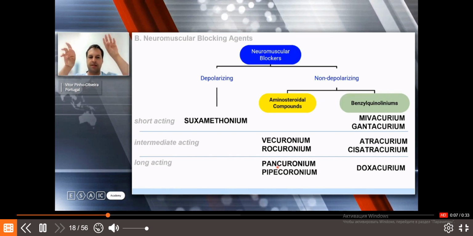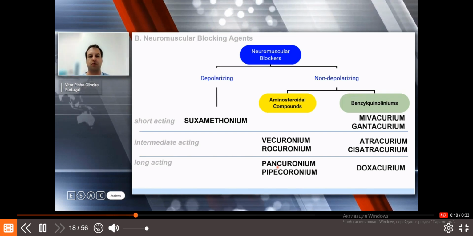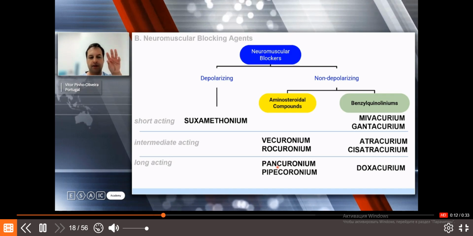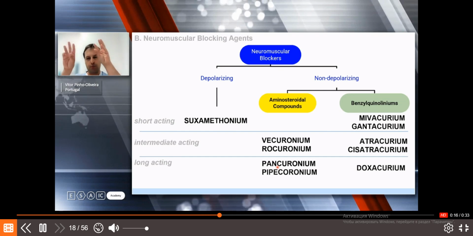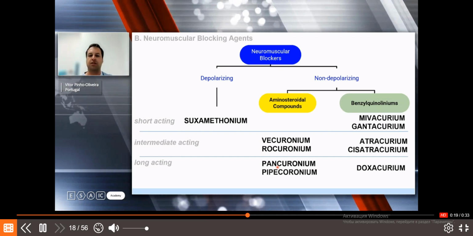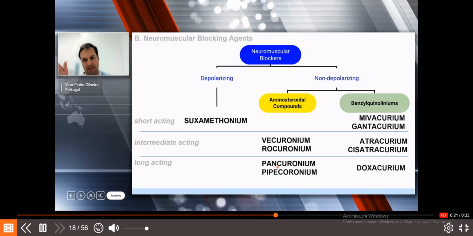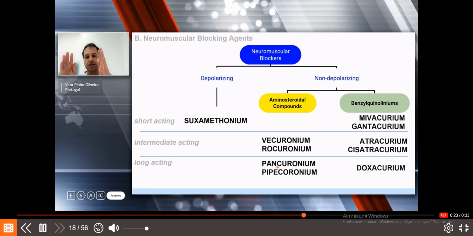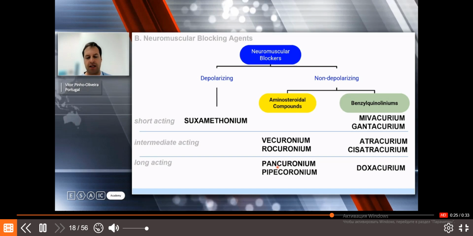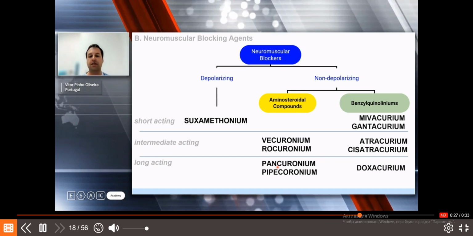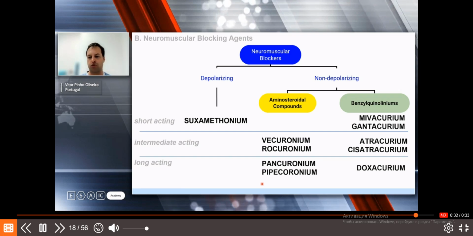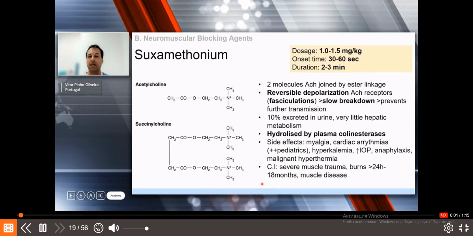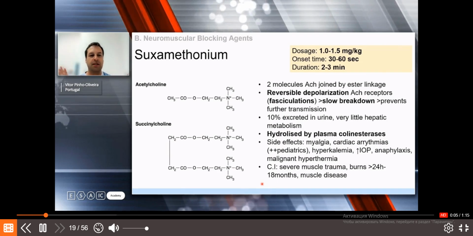So this is our taxonomy of known neuromuscular blocking agents. We have two big families, the depolarizing ones and the non-depolarizing ones. The depolarizing one, the only short-acting that we have, is succinylcholine or suxamethonium. The non-depolarizing ones have a further division: the aminosteroidal compounds and the benzylisoquinolinium compounds. The aminosteroidal with intermediate action are vecuronium and rocuronium, and long action, pancuronium and pipecuronium. The other family includes mivacurium, doxacurium, cisatracurium, or atracurium. A short note just to refresh the pharmacology.